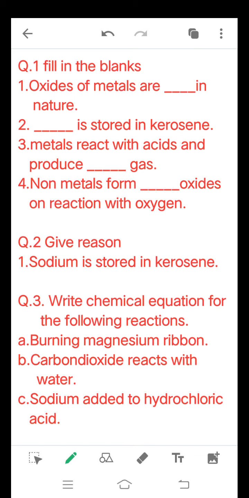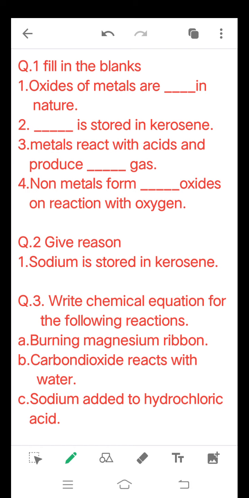Question number 3, write chemical equations for the following reactions. The first reaction given is burning magnesium ribbon. All these equations are given in your notes, children. Please refer to those equations. You have to write the proper molecular formula of the reactants as well as the products. See to it that you write proper molecular formulae for representing your chemical equation.